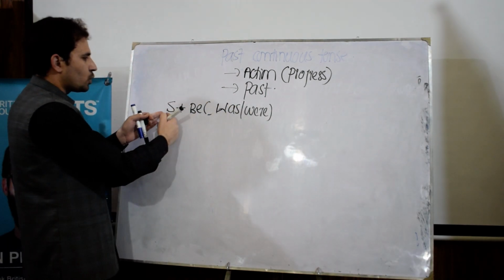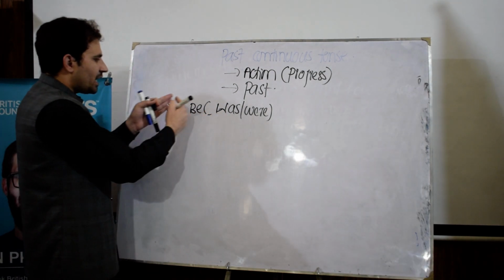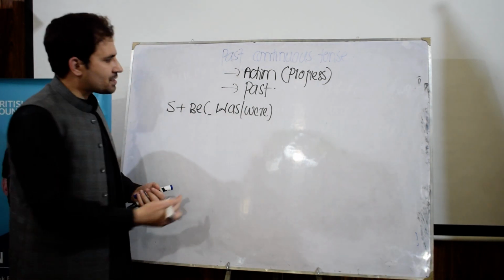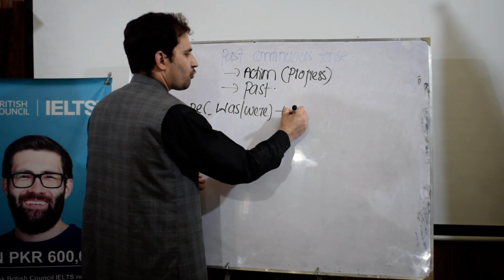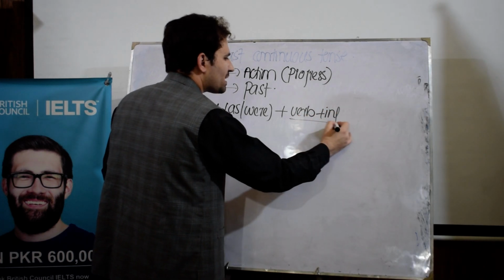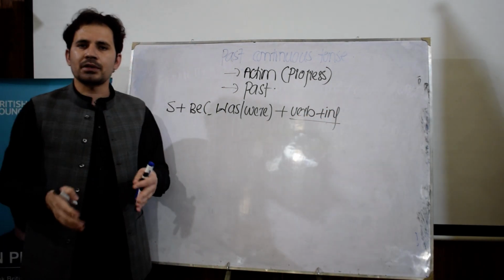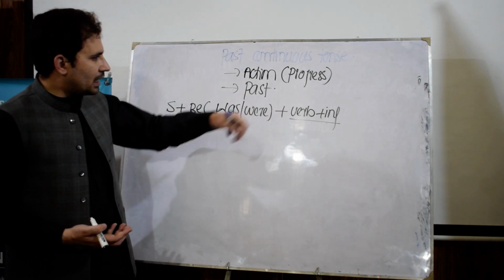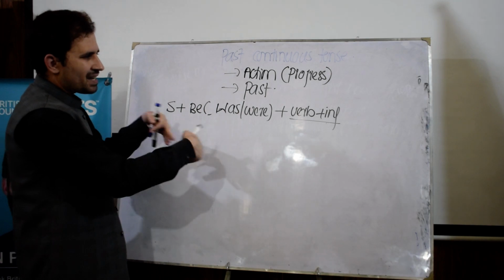If the subject is singular, we need to put was. If the subject is plural, we will put were. After this, we have to go with a verb. What type of verb? Verb plus ing. And verb plus ing we call in grammar the present participle form of the verb. This is the structure for past continuous tense.